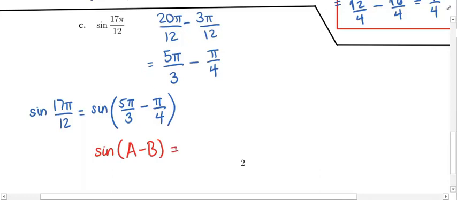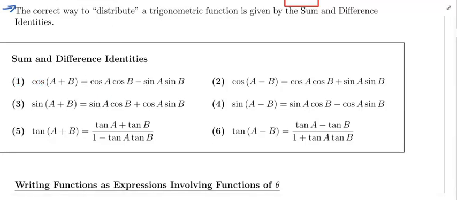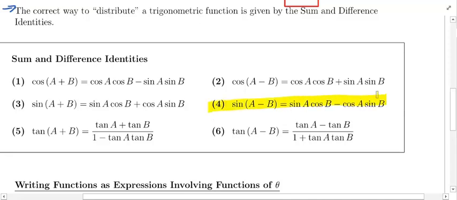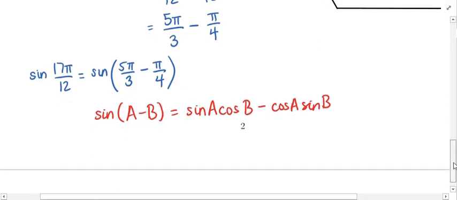If I go to my formula page, page 1, we need our difference formula for sine. That's going to be formula number 4. I need to go ahead and write this down. My formula is going to be sine of the quantity a minus b. This is going to be the sine of a times the cosine of b minus the cosine of a times the sine of b. That's what we have to apply here. Okay, so here we go.